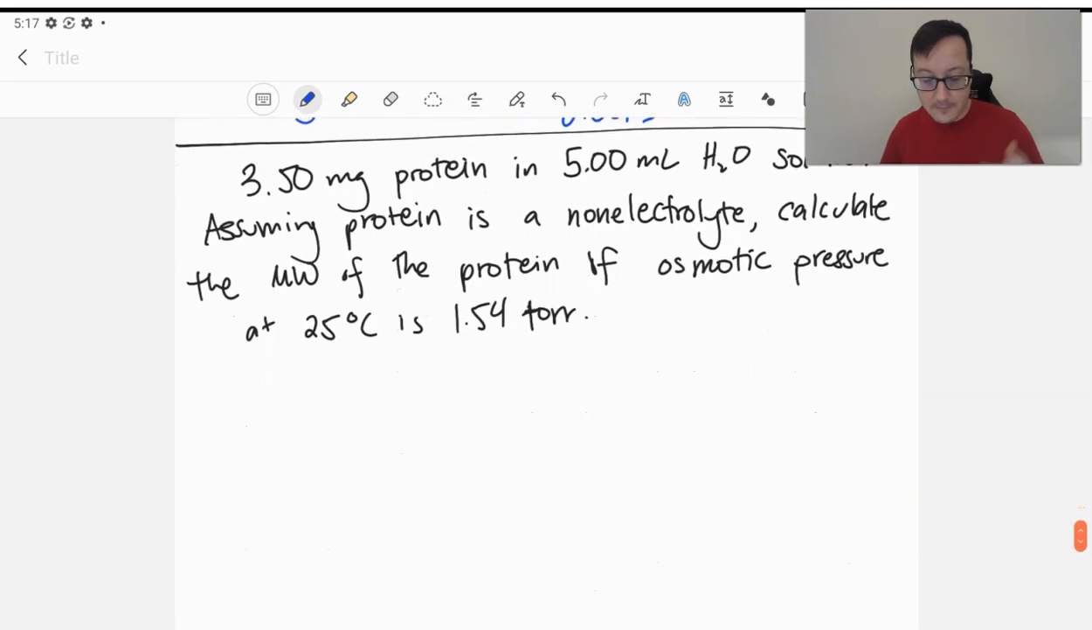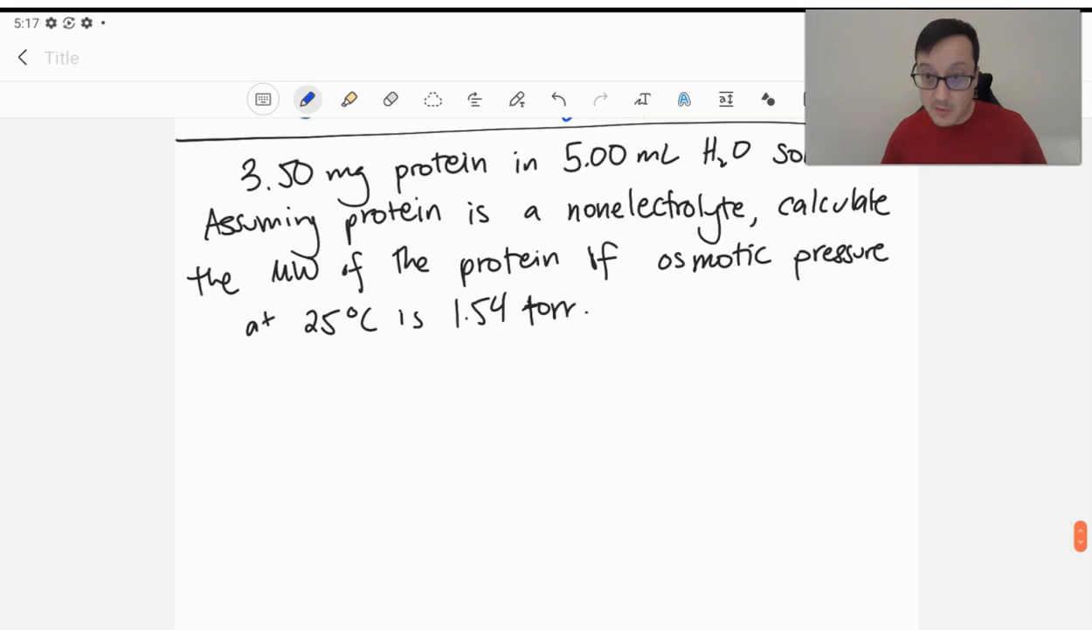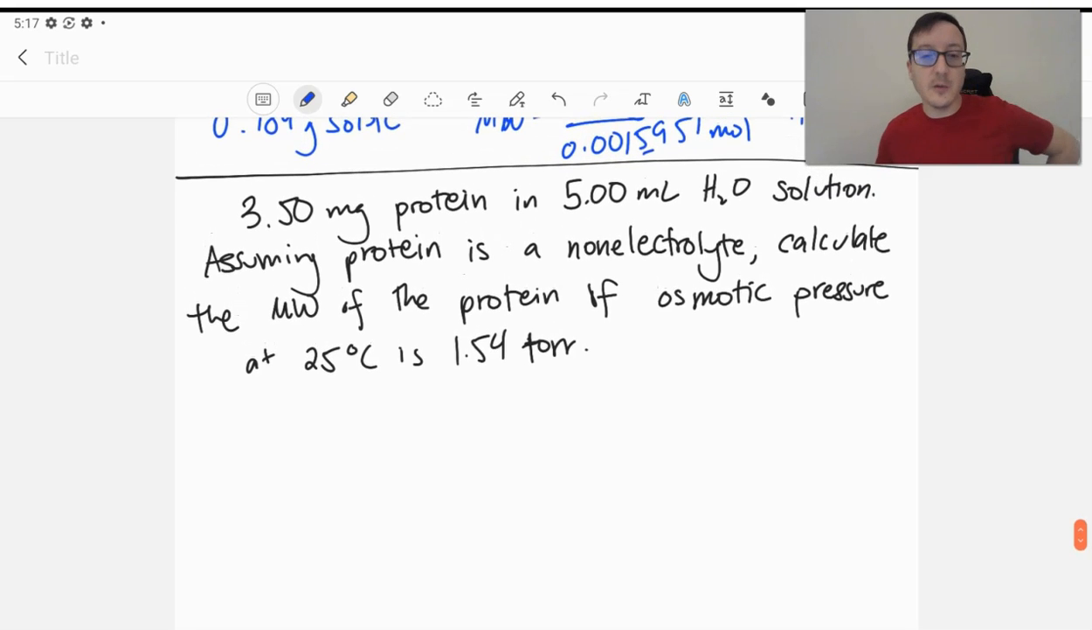Let's look at another one. So let me move down just a little bit so my face isn't in the way. We have 3.5 milligrams of a protein dissolved in 5 mLs of water, to make 5 mLs of water solution. If we assume the protein is a non-electrolyte, we can calculate the molecular weight of the protein if the osmotic pressure at 25 degrees Celsius is 1.54 torr.